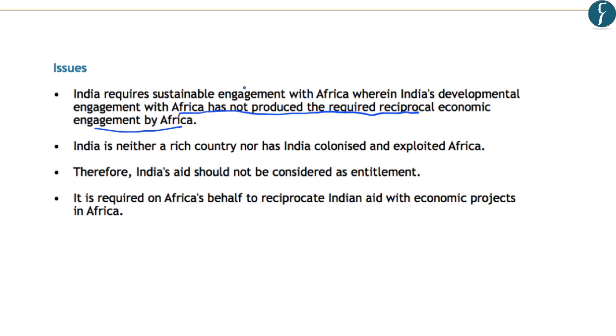economic engagement with India. Further, the author has highlighted the reasons why India does not have the burden of providing the aid to Africa without expecting any reciprocal economic engagement. Further highlighting the need for this reciprocal engagement by Africa, the author has highlighted that India is neither a rich country nor has India colonized or exploited Africa in the past.